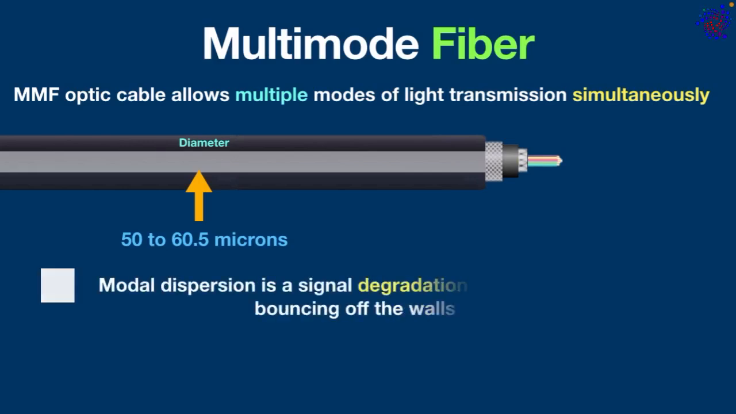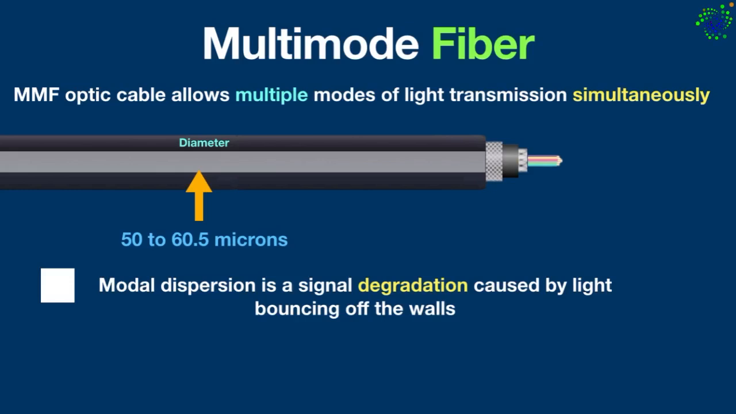Think of modal dispersion as signal degradation caused by light bouncing off the walls as it travels through the fiber cable. This bouncing effect scatters the light and results in more modes of light going down the cable than you would like. Therefore, it is called multi-mode. This is not a feature and is not technically desirable.